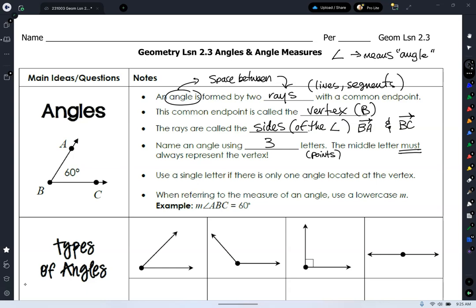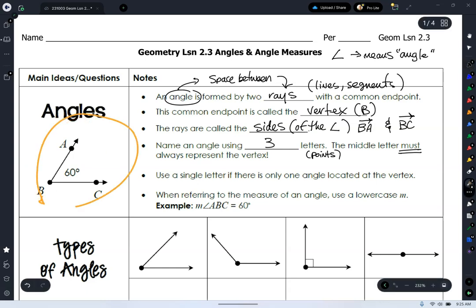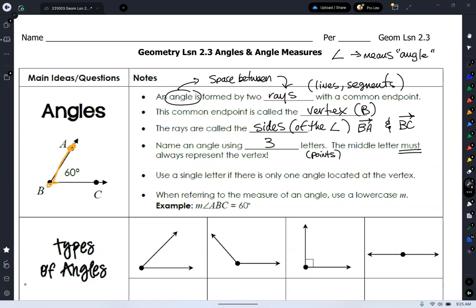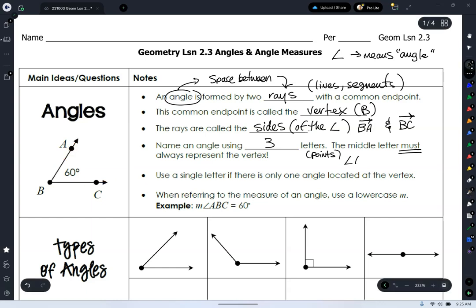So here's how we name an angle. We're going to use 3 letters. So you can see we have 3 points here: points A, B, and C. The middle letter in our list of 3 must represent the vertex. So with rays, think of directional. I'm going to start at point A, move to the vertex, and out to point C. Then I would name that angle ABC, like that. That's how I would write the name of that angle.